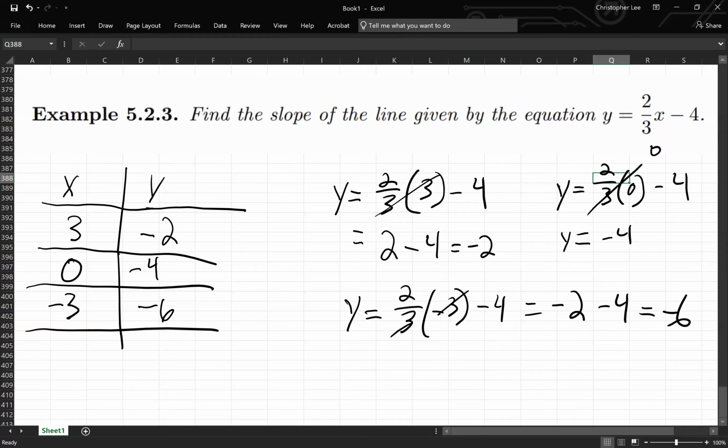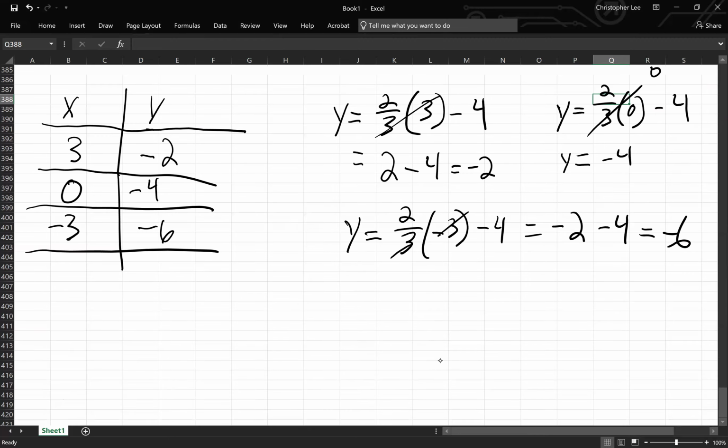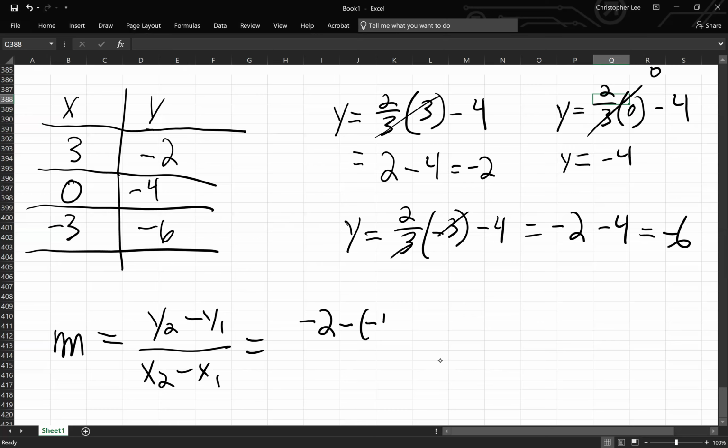They asked us for the slope, right? Remember our slope formula? m is equal to y2 minus y1 over x2 minus x1, right? I'm gonna just use the first 2 points because those numbers are smaller, be honest with you. So I have -2 minus -4 over 3 minus 0, right? -2 minus -4, what's that?